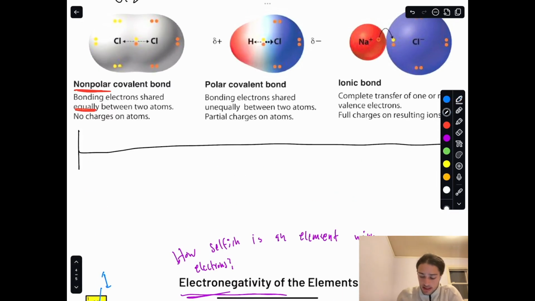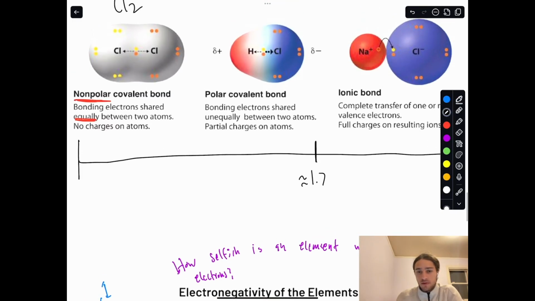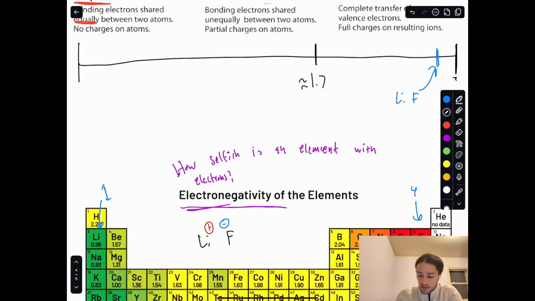And generally speaking, the cutoff for an ionic bond is about 1.7. So anything greater than a difference of 1.7 is considered ionic. Since LiF has a difference of 3, it's as ionic as it can possibly be, basically. It's extremely unequal sharing of electrons. So put 3 at the extreme here.